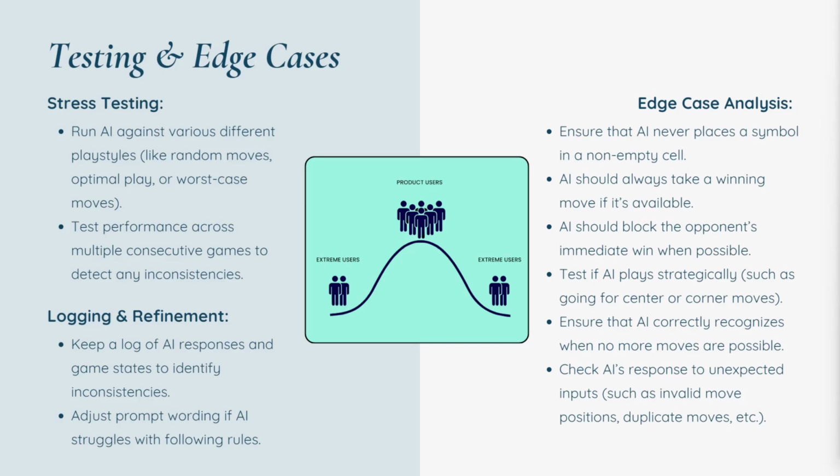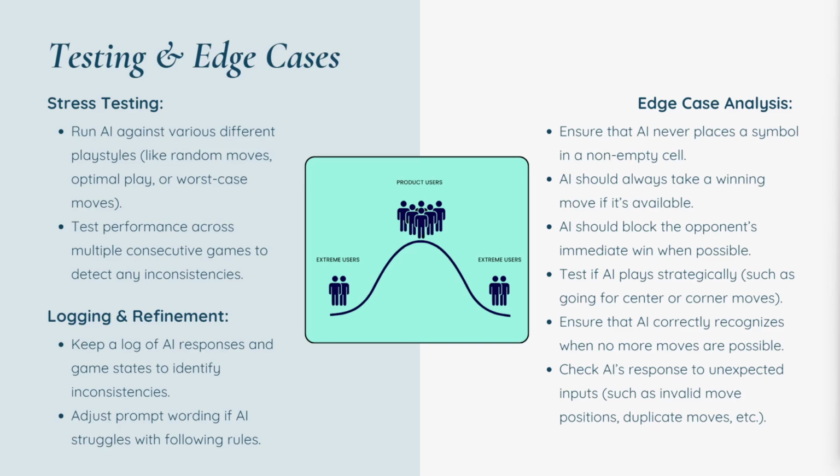Additionally, playing multiple consecutive games helps us check for inconsistencies. Does the AI start behaving strangely after multiple rounds? Does it forget the game rules by that point? By stress testing, we can make sure it maintains correct behavior over time. So then we can move on to edge case analysis.